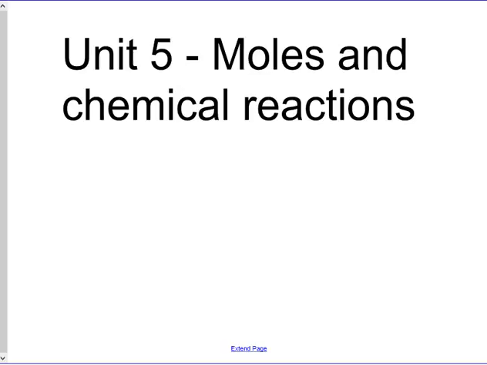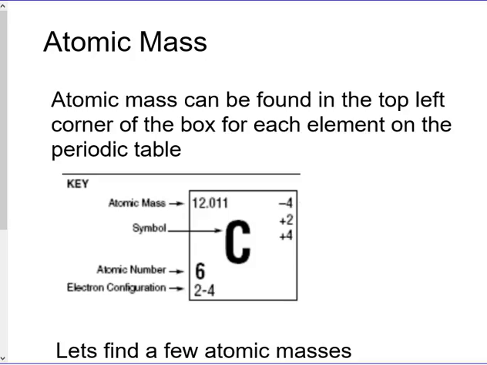All right, please take out your reference tables as well and flip to the periodic table of the elements. So, atomic mass. Atomic mass can be found in the top left corner of the box for each element on the periodic table. I screenshot the key here, and what you'll see is that the atomic mass is in the top left corner. Now remember, this is the weighted average of all of the possible isotopes that exist. So 12.01 is the average, and we're always going to be using this average.